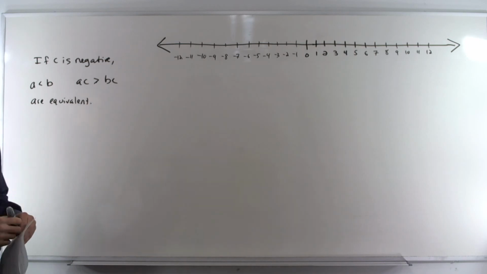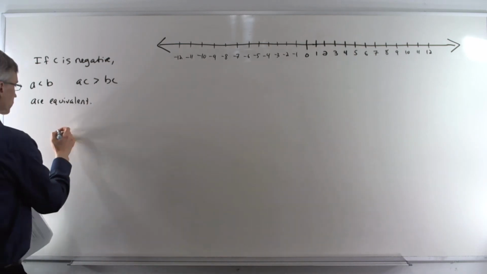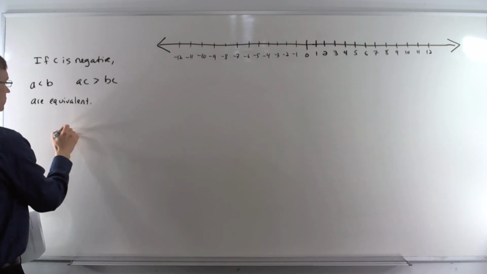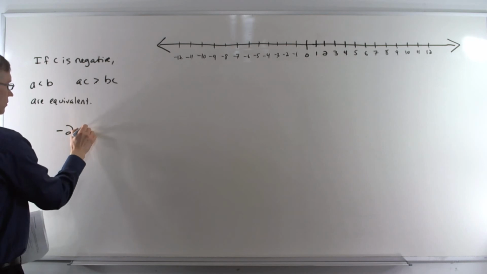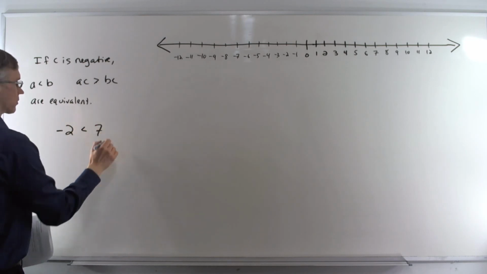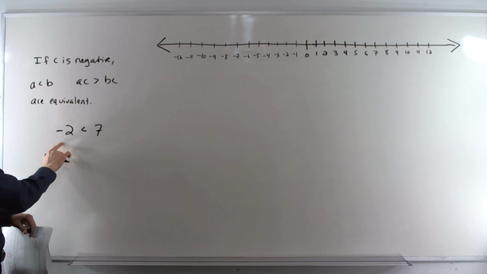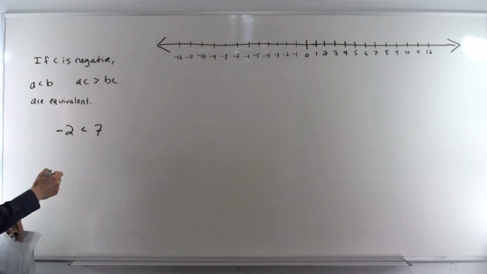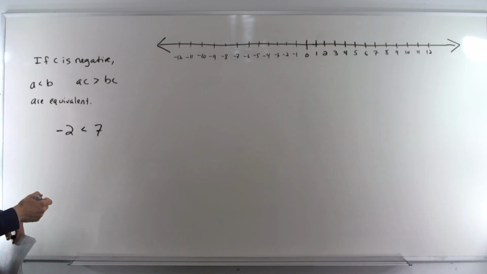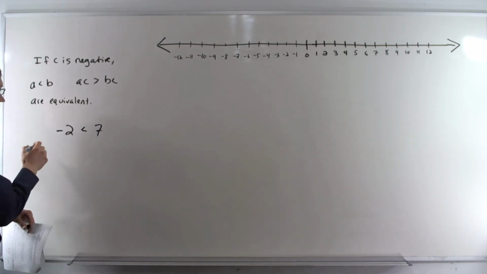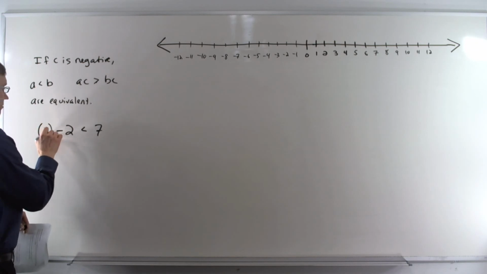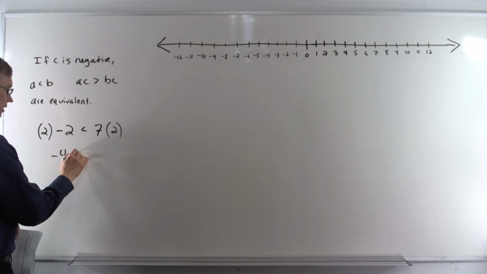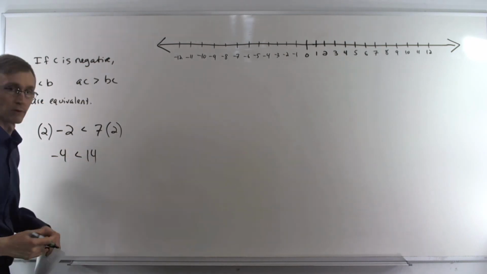Let's see why that's the case. So here we have an inequality. This is clearly a true statement. Negative 2 is less than 7. Now I'm going to use the multiplication property. If I multiply by a positive number, so I multiply both sides by 2, then we get negative 4 is less than 14. It's still true.